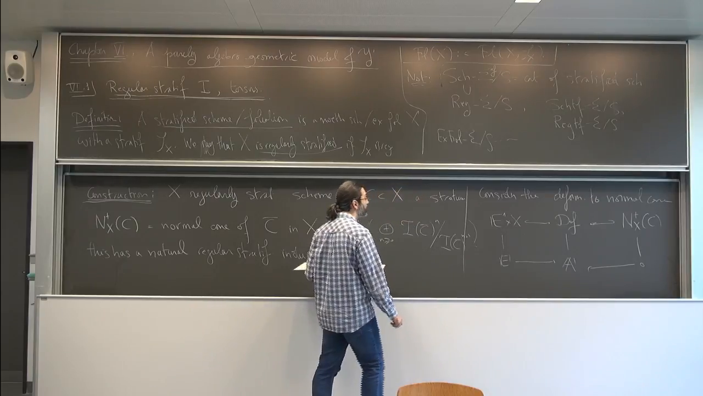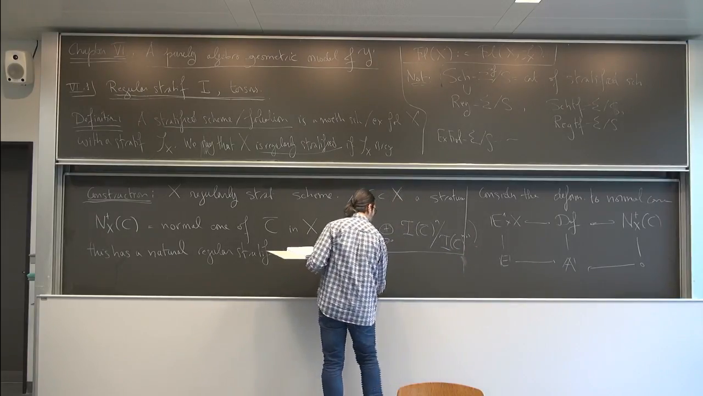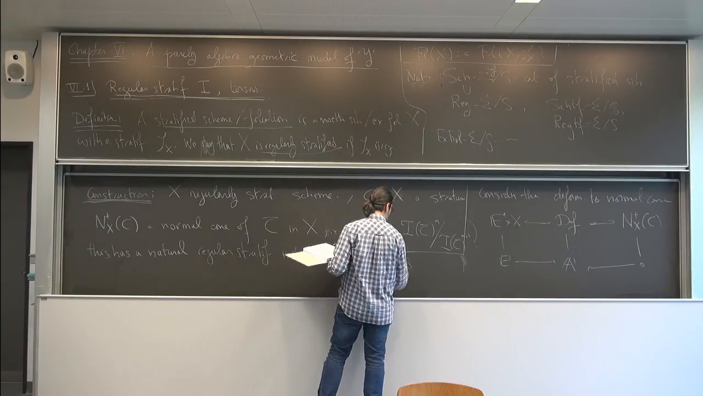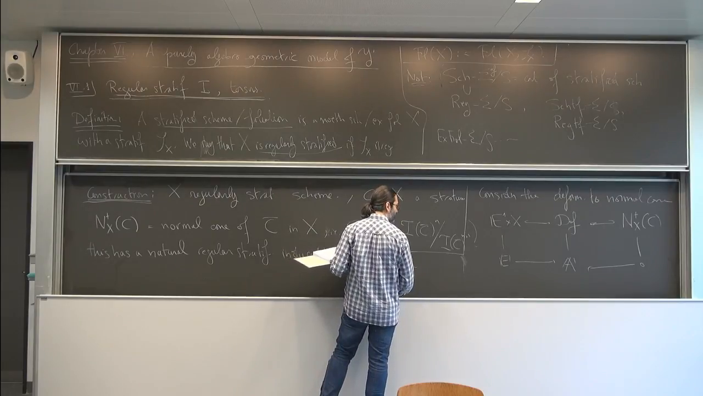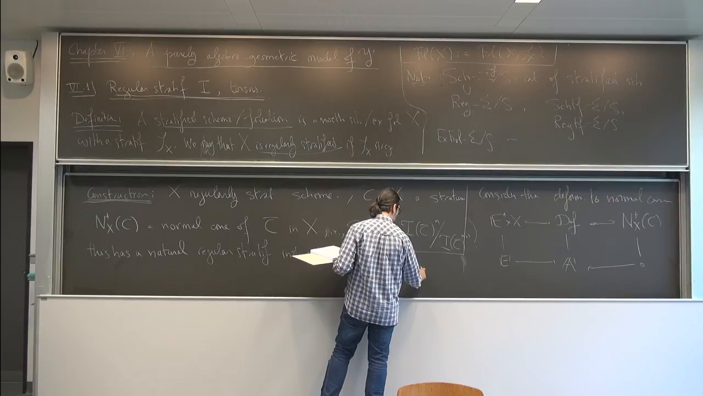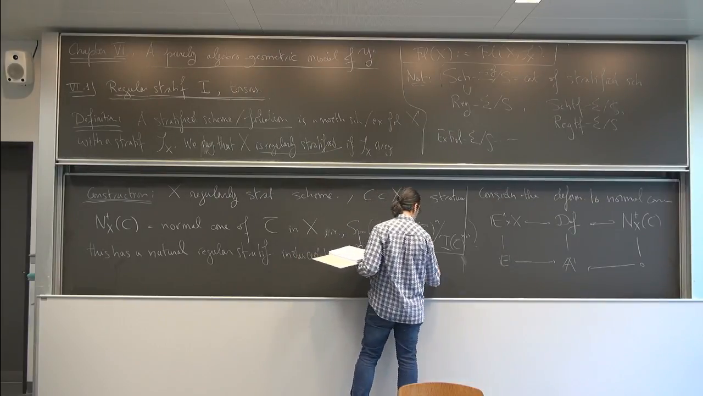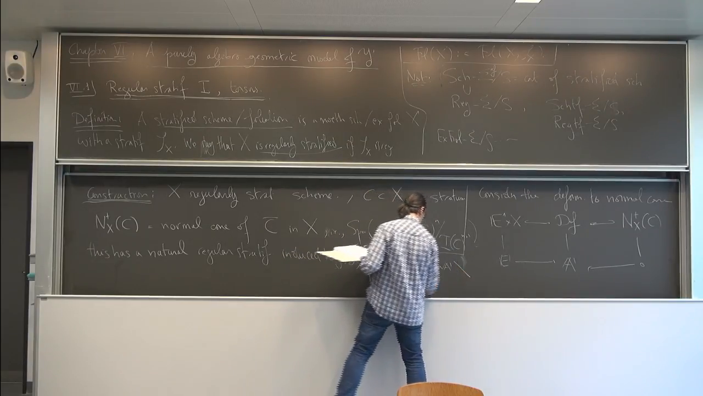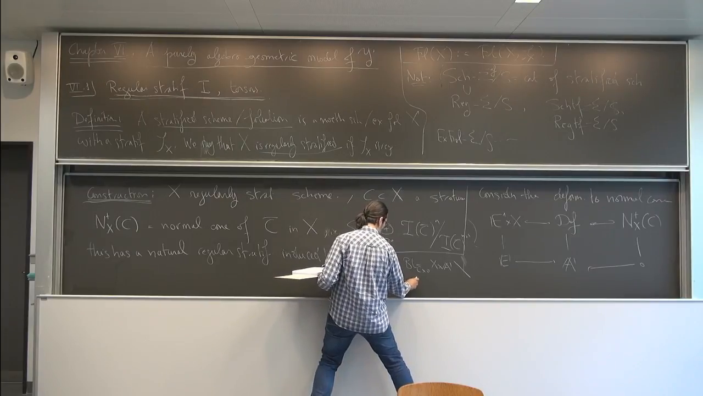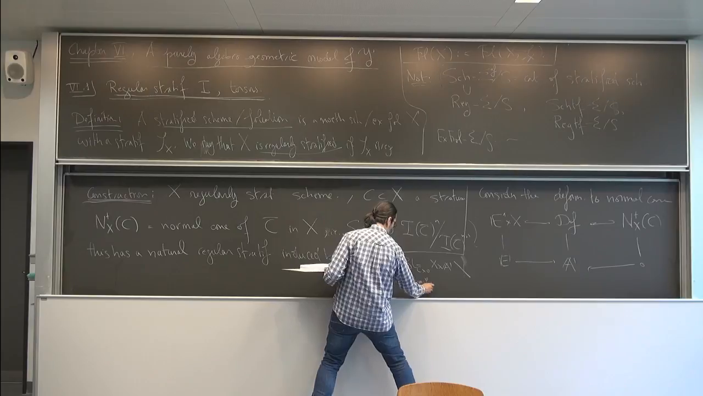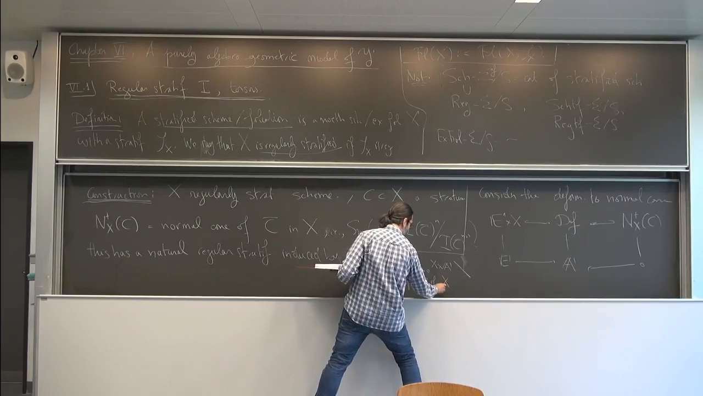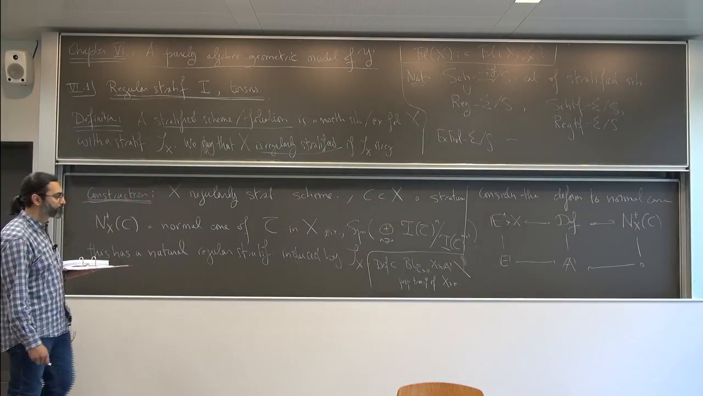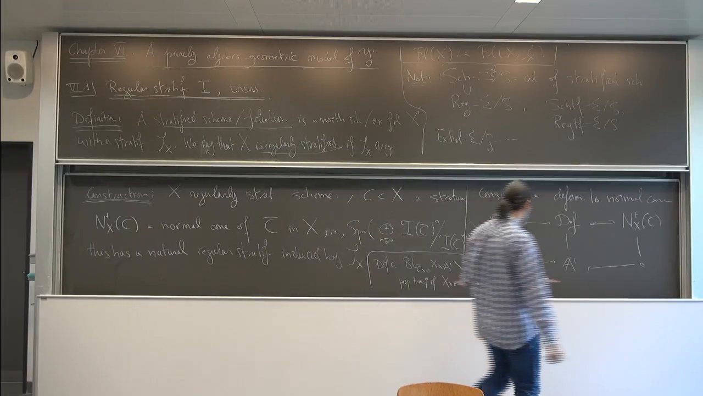Okay, and so, remind you, what is this deformation? This is an open subset of the blow-up of C bar times 0 in X times A^1, where you remove the proper transform of X times 0. So this is the deformation. This is a normal cone.